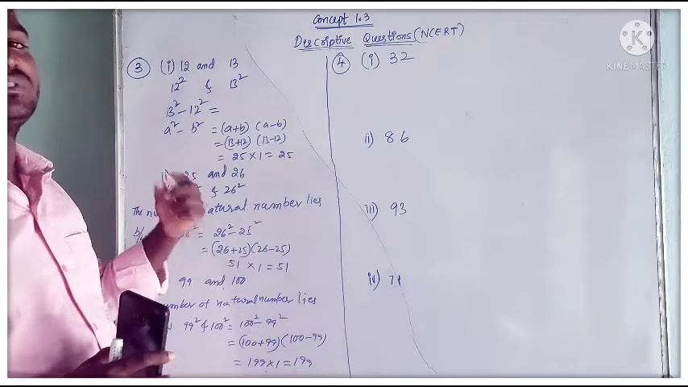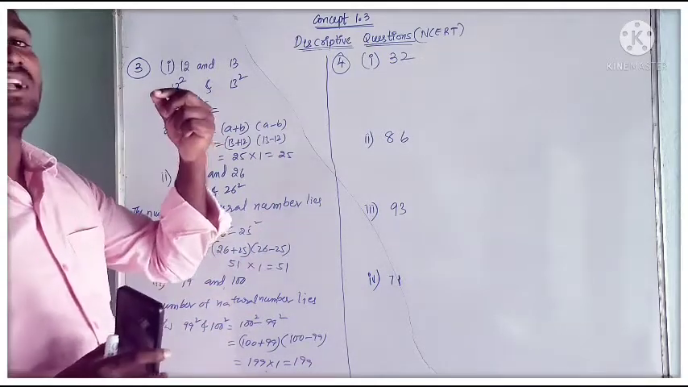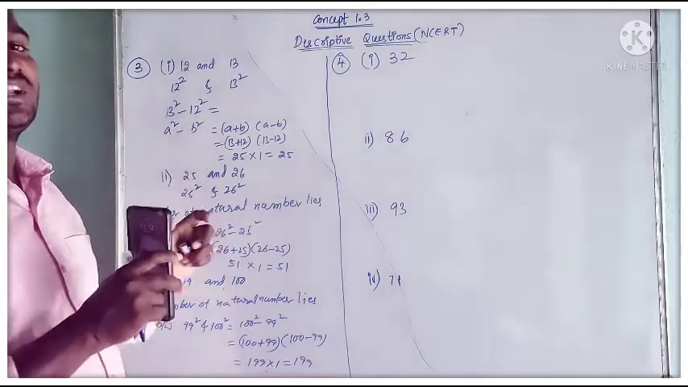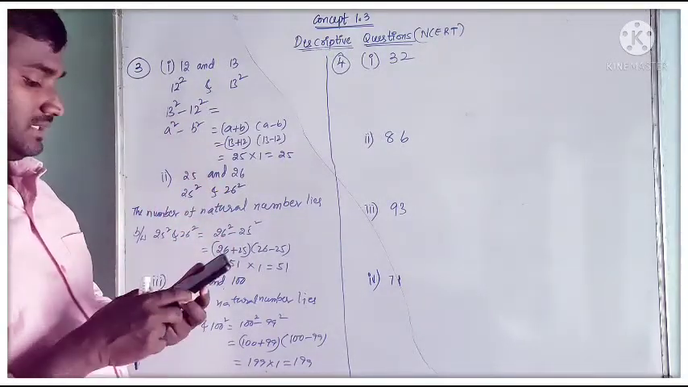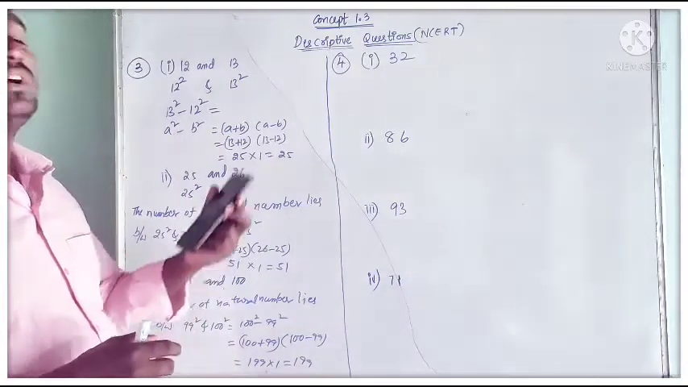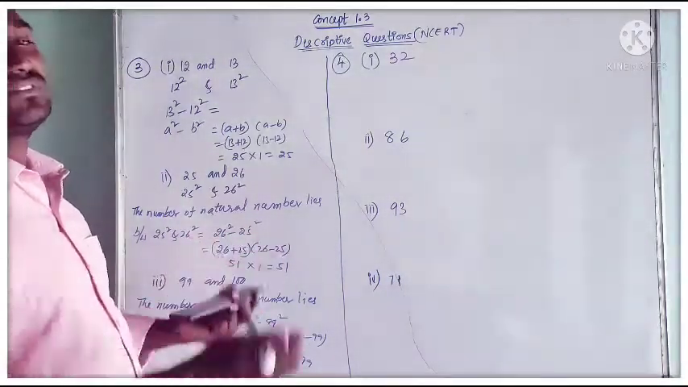Suppose 99 and 180 are given, these two are not consecutive, so you cannot use this formula. Okay, next question. Find the squares of the following numbers, they ask. So we can find it in many ways.